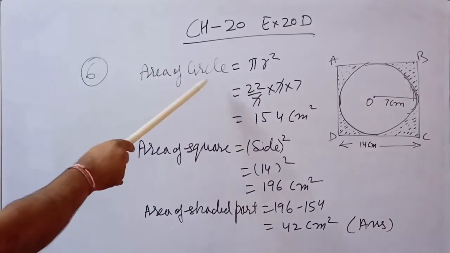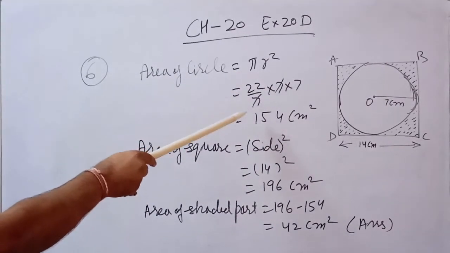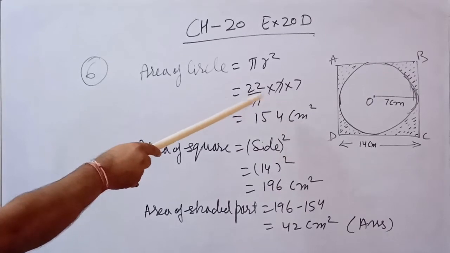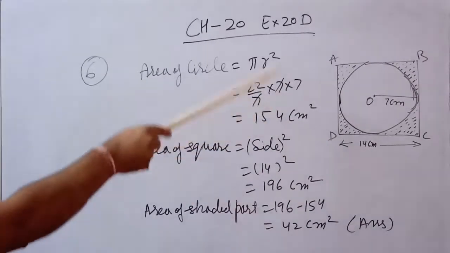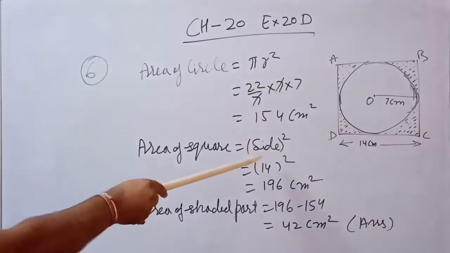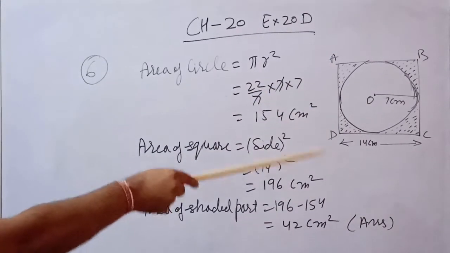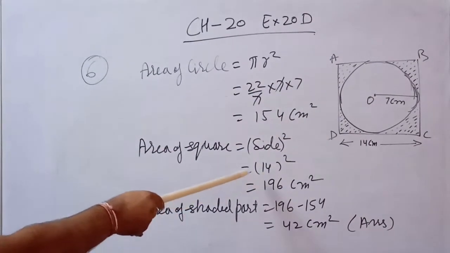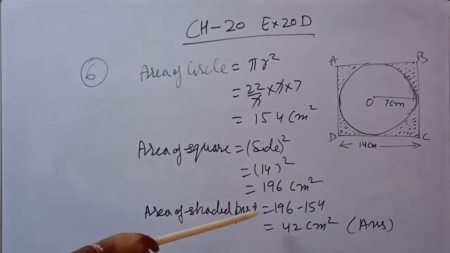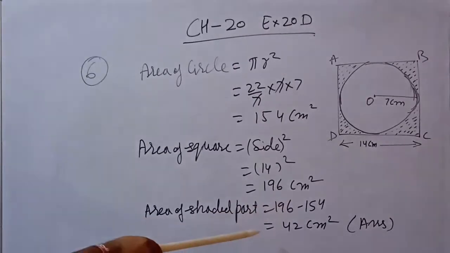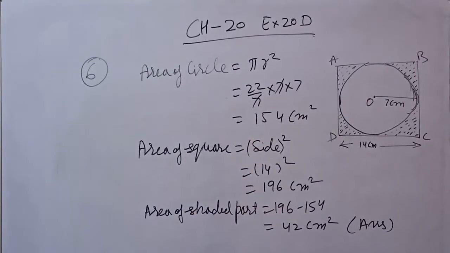Now find the area of the circle, that is pi r square. 22 upon 7 into 7 into 7, 7 is the radius, that is 154 centimeter square. Now area of the square equal to side square. Side is 14 centimeter, we just found out how. So 14 square, that is 196 centimeter square. Now area of the shaded part equal to 196 minus 154, that is 42 centimeter square.